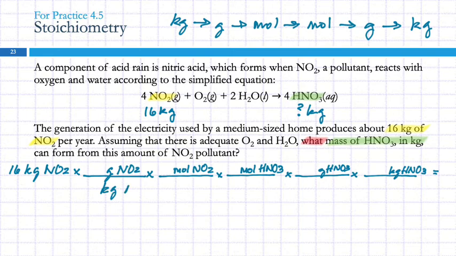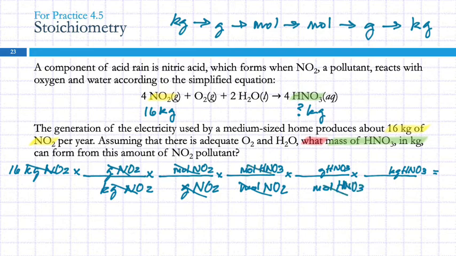So, with the units. Kilograms of NO2, grams of NO2, moles of NO2, moles of HNO3, grams of HNO3. I like to start in the middle because it's easy. I've got HNO3, this guy, and there's a 4. So I'm going to write 4 in front of its formula. And over here for NO2, there's also a 4. So I'm going to write 4 there.